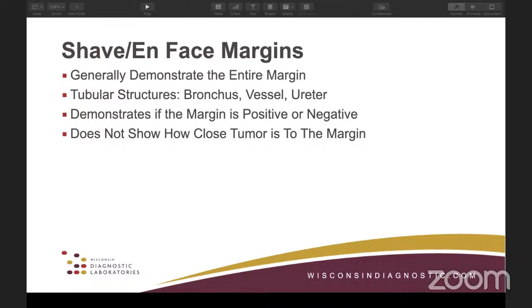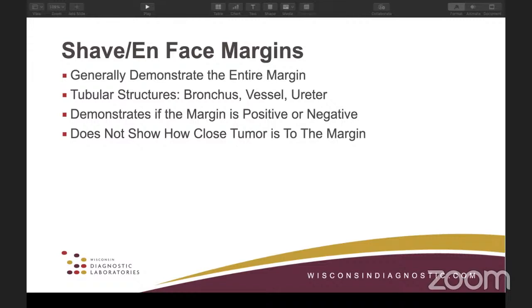All right, so the first one, the shave or en face margin. This is generally used to demonstrate the entire margin. Some examples are tubular structures like the bronchus in a lung, vessels in a lung or in a kidney, some other organs, and of course the ureter margin as well. These are things you can shave off the end of the margin. You can usually fit that in one cassette and demonstrate the entire margin.